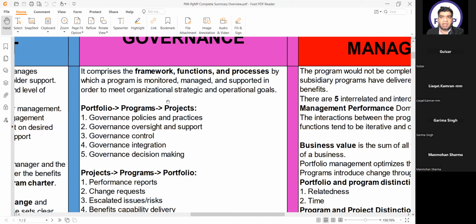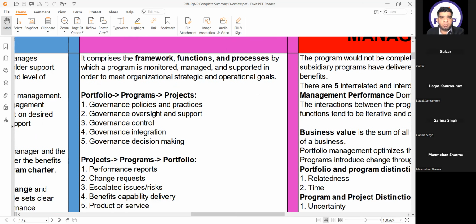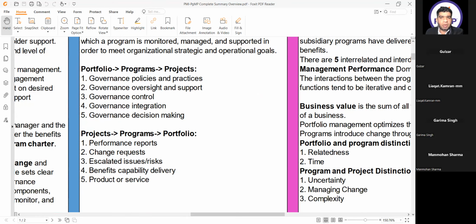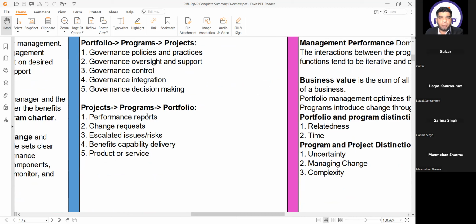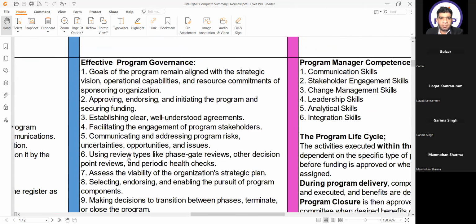When we are seeing the governance from top portfolio to program to project, from top to bottom, we have governance policies and practices, governance oversight and support, governance control, governance integration, and governance decision making. And when we are going from bottom to up, project to program to portfolio, we have performance reports, change requests, escalated issues and risks, benefits, capability delivery, product or service.